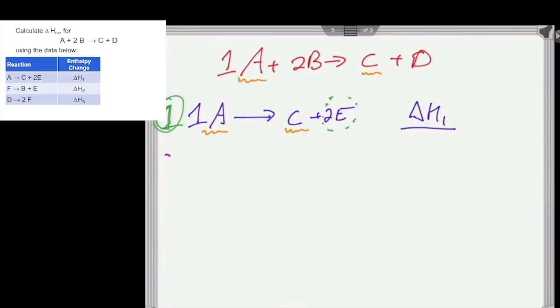Next one, number 2 here. If I drew this F, B, and E, okay, well, again, B is something I care about, but it's on the wrong side. B needs to be over here. That's one part. And that's the only thing I need to focus on for right now. The other thing I notice is, well, I've got 2 B's. I need to multiply this by 2.